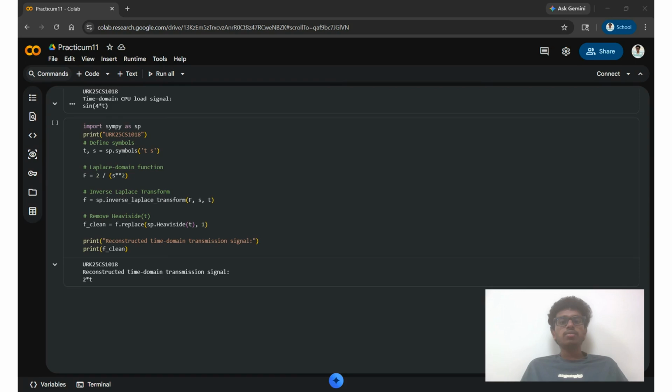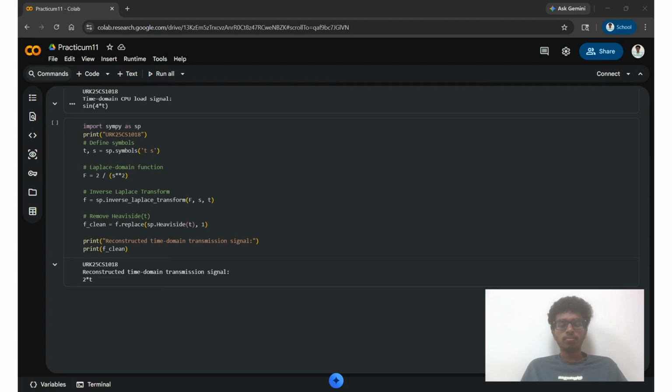In the Python implementation, we again define the function and apply the inverse transform using SymPy. The result shows a steadily increasing function representing how data accumulates over time during transmission.